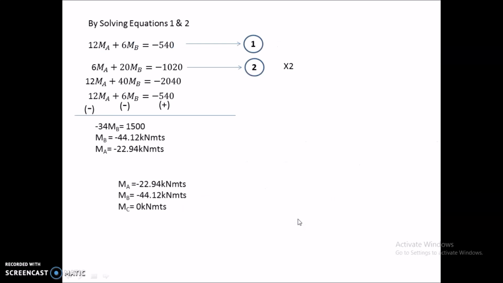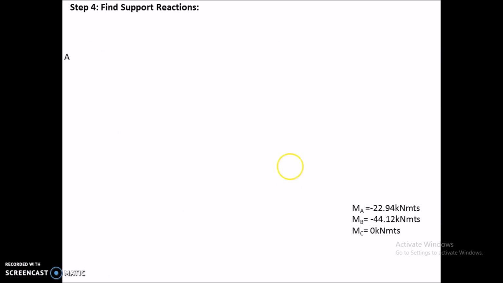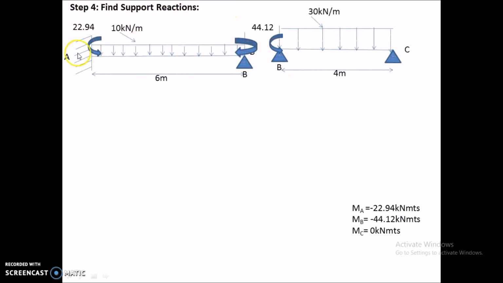So after calculating the moment values, the next step is to find out the support reactions. For finding the support reactions, we have to divide the beam into different spans. Now we have already calculated the values of MA, MB and MC. By substituting these values here, I have divided the beam into spans AB and BC.